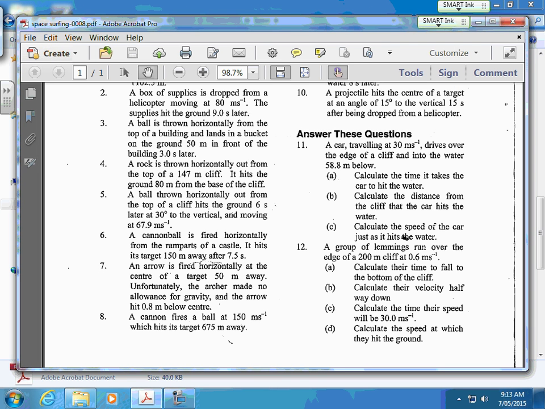Number 2. A box of supplies is dropped from a helicopter moving at 80 metres per second. The supplies hit the ground 9 seconds later. With this set of questions, they give you a scenario, and then they give you a whole bunch of things to find out. Some of them are silly because they actually give them to you in the question. Some of them are sensible.